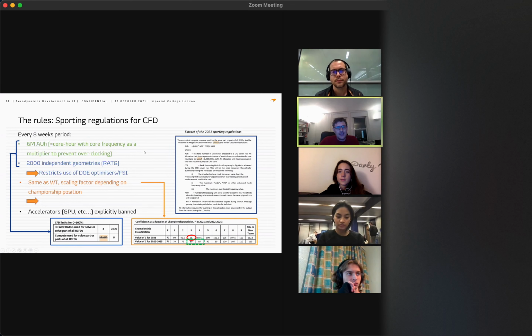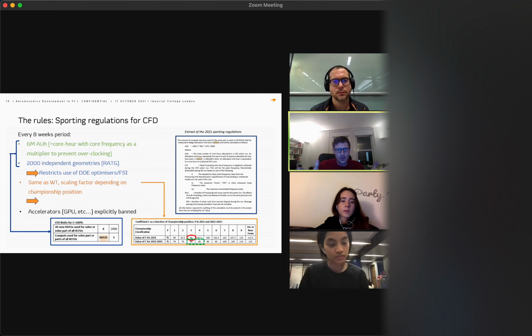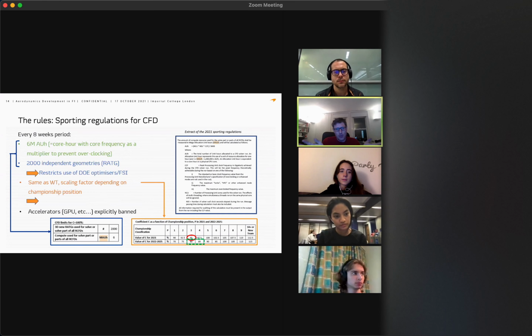And then we have the equivalent on the CFD side. So we have 60 million allocation unit hours. So you can think about it as core hours. So we have 60 million core hours, 6 million, not 60, sorry, per 8-week period. And the only difference is that this is not pure core hours. So this is not just the number of cores times the time you spend on the cluster, but we also have the frequency as a multiplier, because otherwise you would do as you do with your local machines, you will try to overclock the machine to get a bit more power. So just to avoid this, we have this frequency coming as a multiplier.